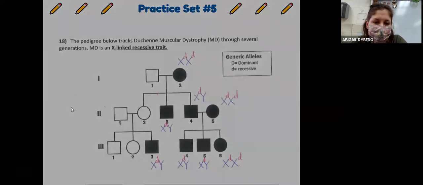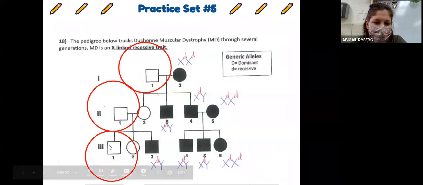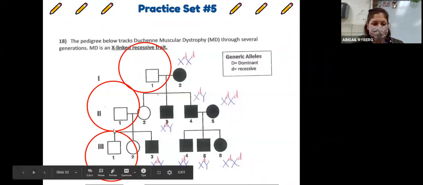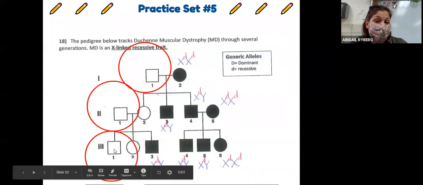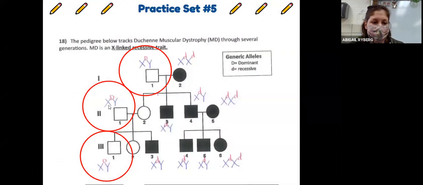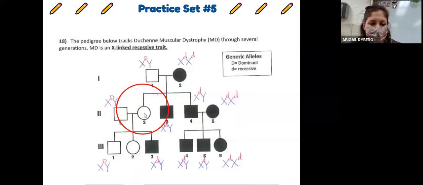Now let's go over and try to identify some of the individuals that don't have it. So these three males are going to be XY. And because they don't have it, their only one allele is going to be a dominant D. So X, dominant D, Y. If we look at this mom, she's going to be XX.